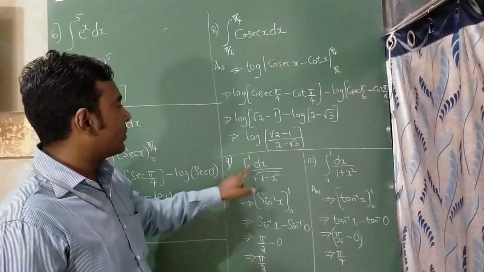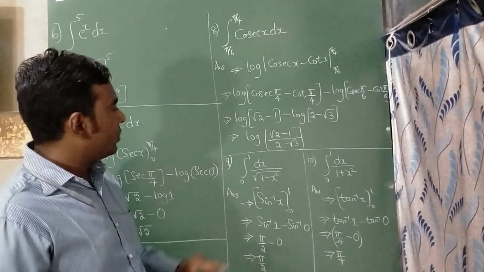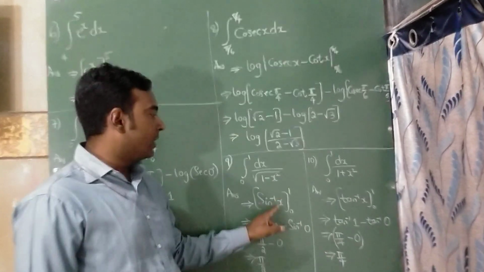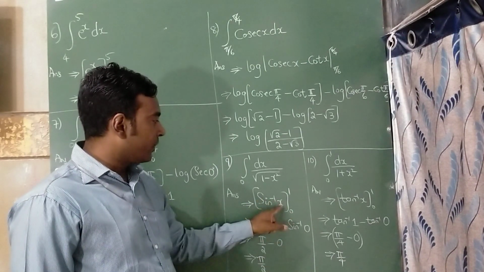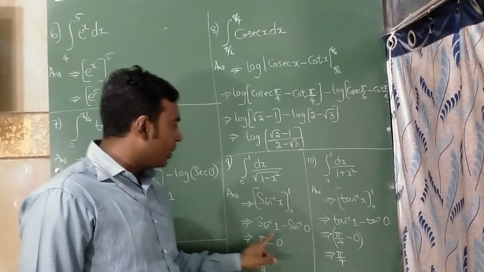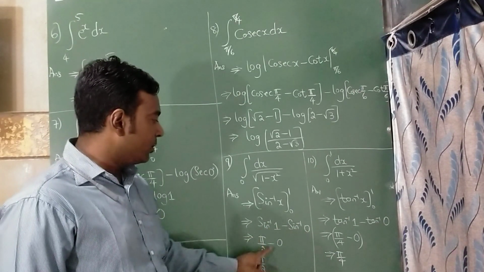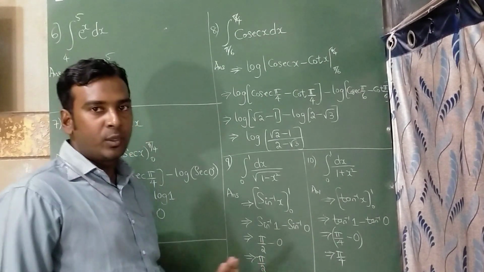9th question, integration of dx upon root 1 minus x square. So there is a formula for this. It is sine inverse of x. So limits are 0 and 1. So sine inverse of, in place of x, 1 minus sine inverse of 0. Sine inverse of 1 is pi by 2 minus sine inverse of 0 is 0. So answer is pi by 2.